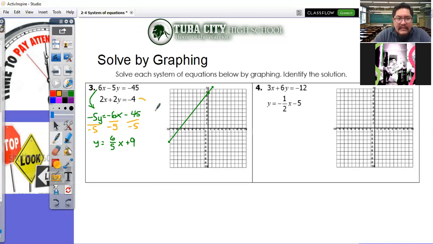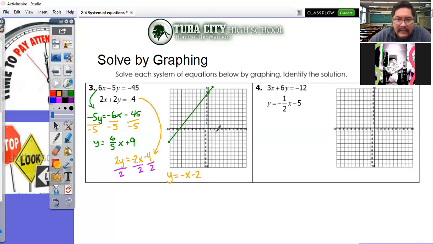And now we need to do the same thing with this side here. So I'm gonna minus 2x from both sides. So 2y equals negative 2x minus 4. And then I'm gonna divide everything by 2. And this should give us a new function that we can graph. So this would be negative 1x. And then negative 4 divided by 2 would be negative 2.